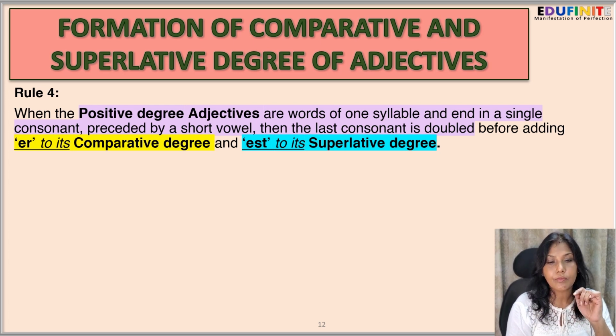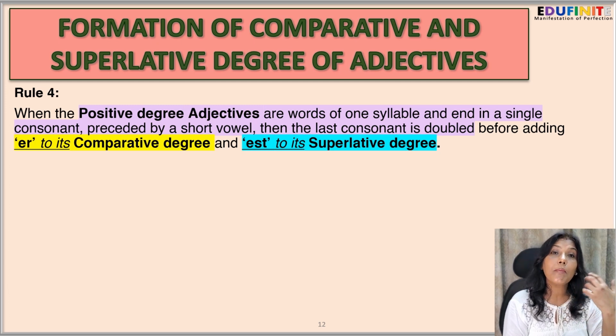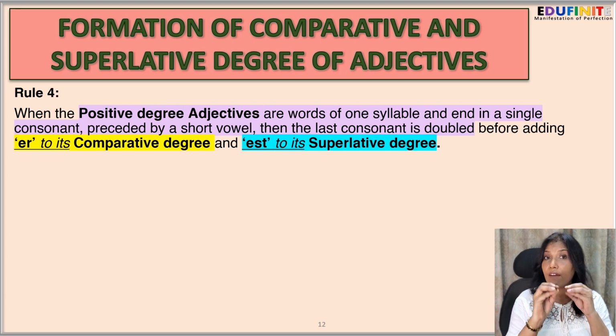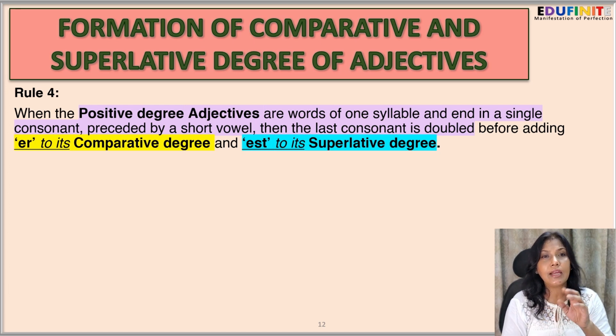For a monosyllabic word, the last consonant is doubled before adding ER to its comparative degree and EST to its superlative degree. So how do we make its comparative degree? Before adding ER, we have to do some work. What do we do? Suppose it ends with a consonant letter, we'll double that letter and then add ER to it to make it comparative. And for superlative, similarly, we'll again double that letter and then add EST. Now let's look into some examples to understand it better.